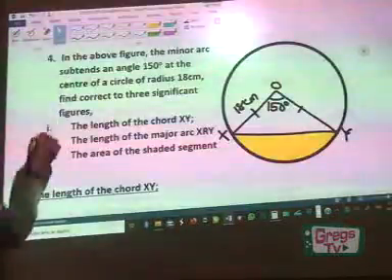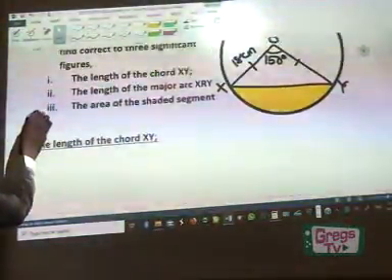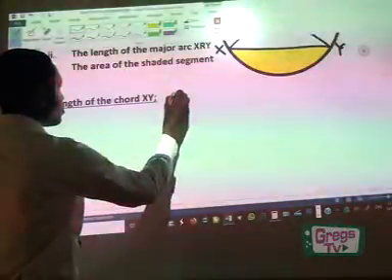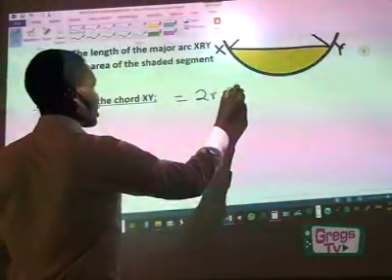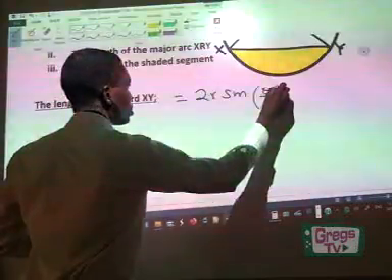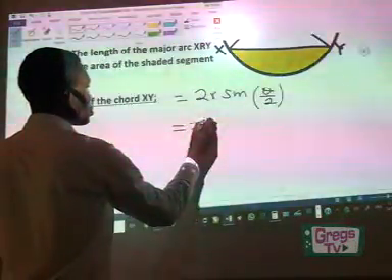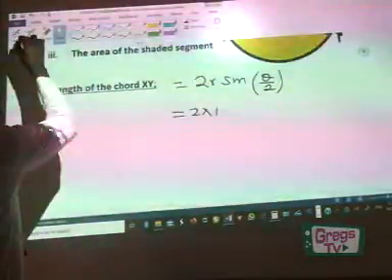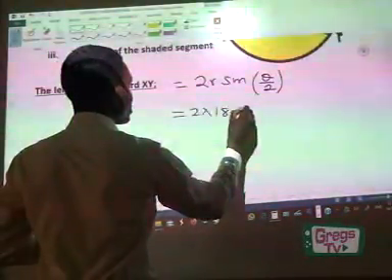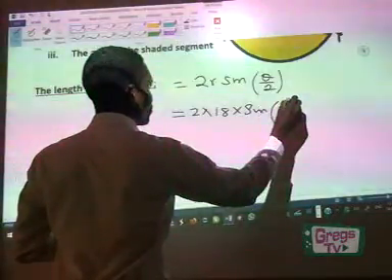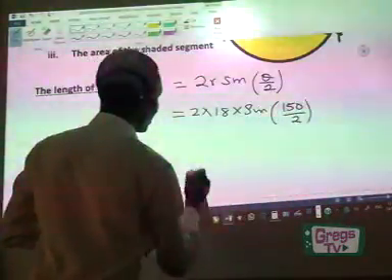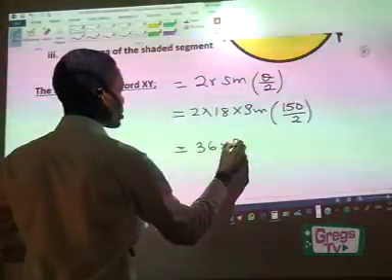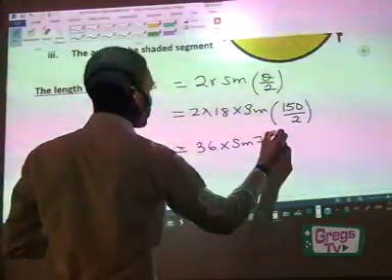So now let's get down to work. The radius is 18, and we have the angle to be 150. So quickly, the length of the chord will be 2r sine theta over 2, and that will give you 2 times, I think I saw that to be 18 the other time. Yes, I'm correct, 18. 18 times sine 150 divided by 2, and that will give you 36 times sine 75 degrees.